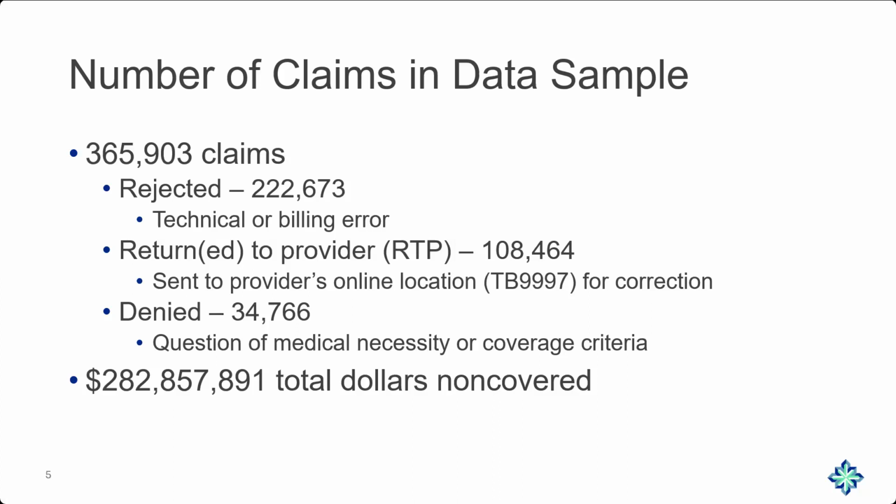There were 108,464 claims that were returned to provider. So that is location TB9997. If you're just starting to learn about Part A claims, you're just starting to learn about FIS and DDE, some of this terminology may seem Greek to you. But what return to provider means, what the status location tells you when you're looking at your claims in the system, means that it was sent back to the provider's online location for correction.